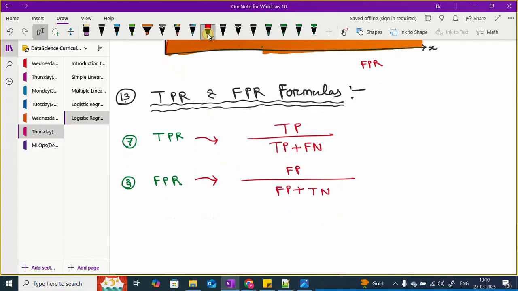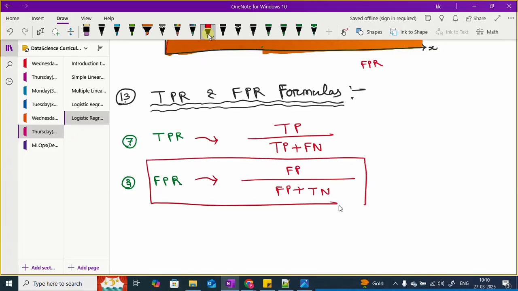Let me put it in a box. So whichever different formulas I'm deriving, I'm putting in the box. What is similar, I'm not putting in the box. Otherwise, you'll feel that we have 8 different formulas, but we don't have 8 different formulas. Even though I make 8 different parameters, TPR, sensitivity, and recall are all the same.